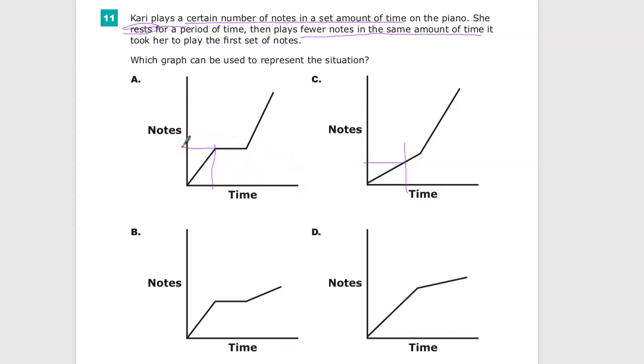So what you're looking at is she plays some notes, she plays a nothing time, and then she plays less notes. So in the beginning, you're looking for something probably that's a bit more steep. It doesn't have to be ridiculously steep, but relatively speaking. And then flat during the rests. And then if she does fewer notes, which means it would go up less here, you're looking for it to be a little bit more gradual.